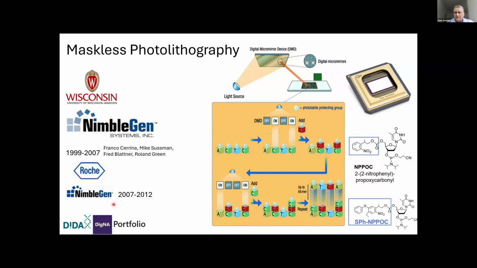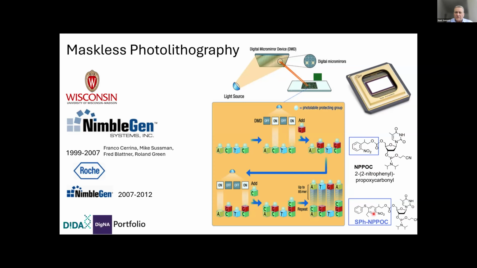So the main application was gene expression arrays and other types of large-scale genomic assays, but they were based on microarrays. So essentially DNA on surfaces, but uncleaved. NimbleGen was eventually sold to Roche, and then Roche closed it in 2012. During that period, they were also able to improve the photolabile group from the NPPOC group to the thiophenyl NPPOC group, which is the current state of the art.